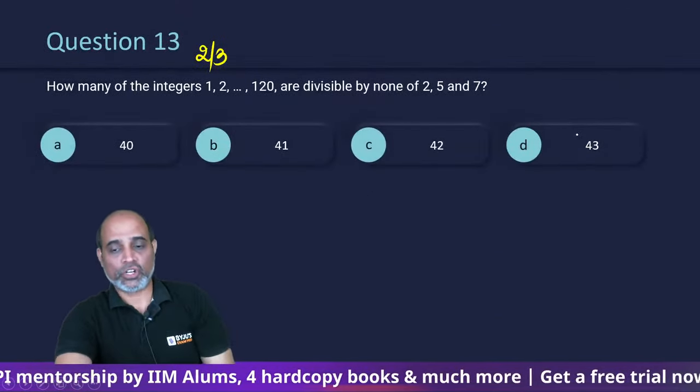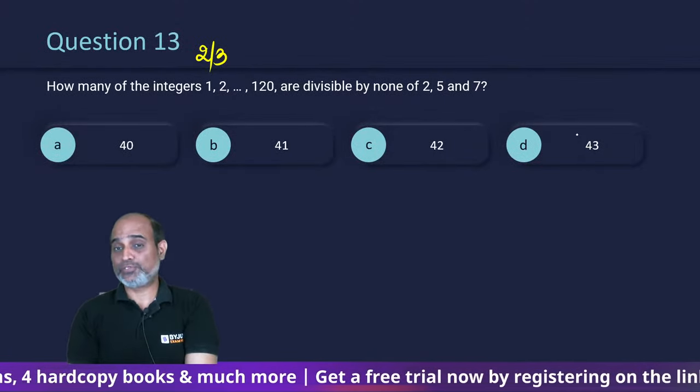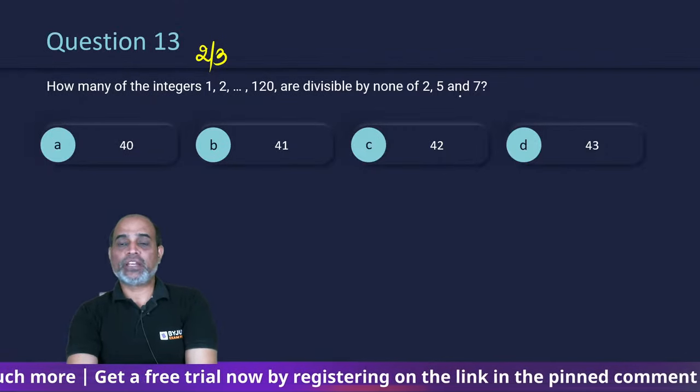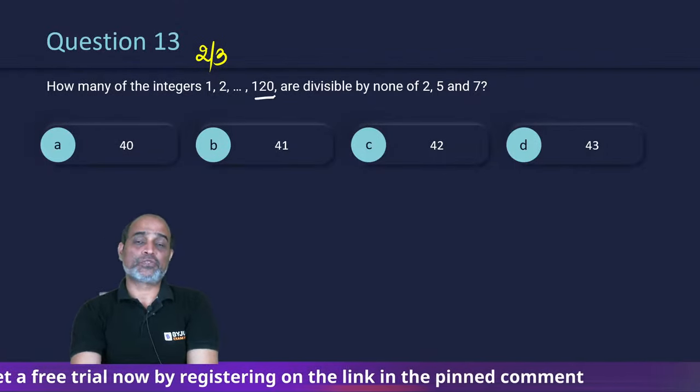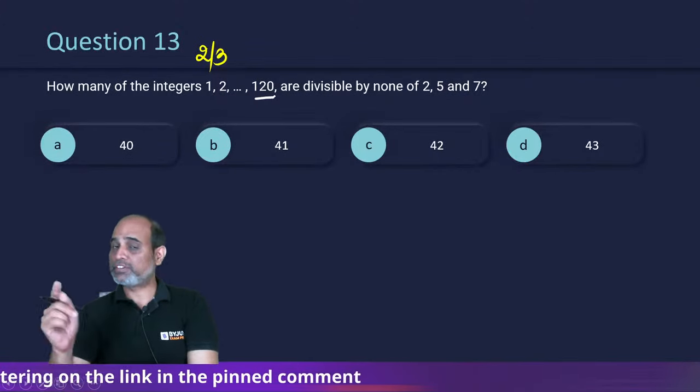Not sure, but it's short. So just read it. Let's see if you can understand what is happening. How many numbers are divisible by none of 2, 5 and 7? And the number is 120. Now the thing is, 120 is not in the table of 2, 5 and 7.